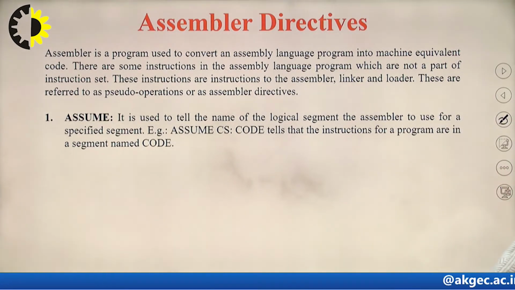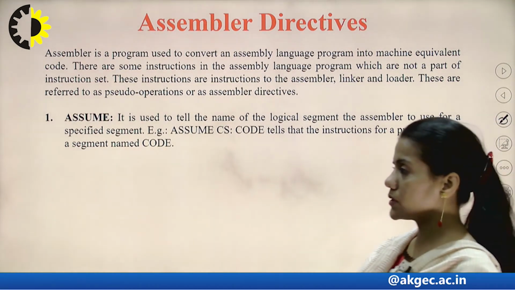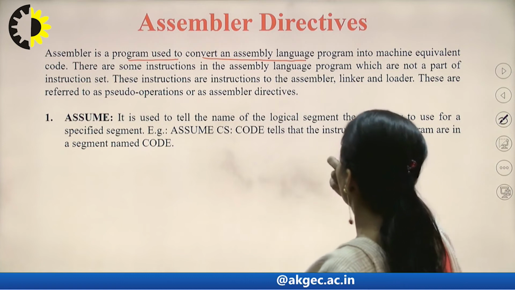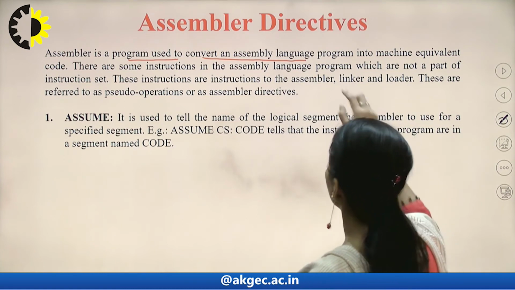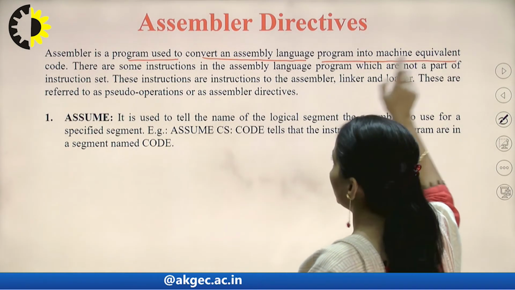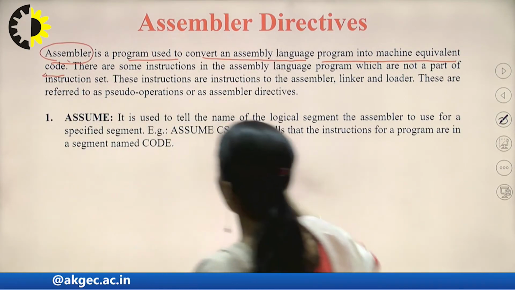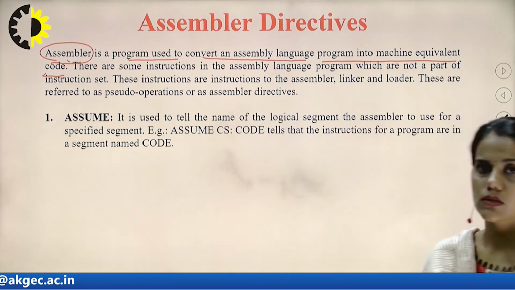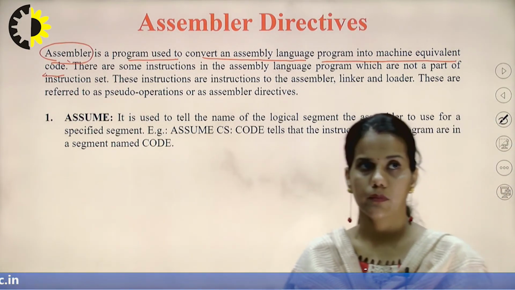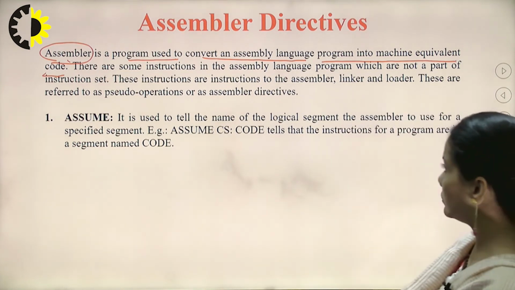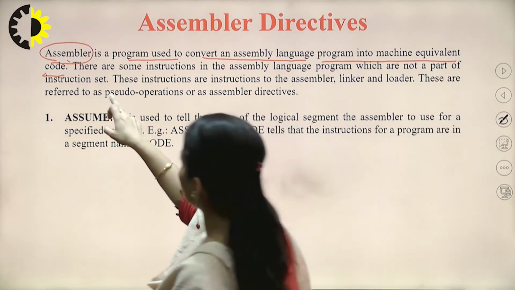Now we come to assembler directives. The assembler is a program used to convert an assembly language program into machine equivalent code. So this is the role of the assembler. And then what are assembler directives? The instructions given to the assembler during the execution of the program are known as assembler directives. So these are also known as pseudo operations.